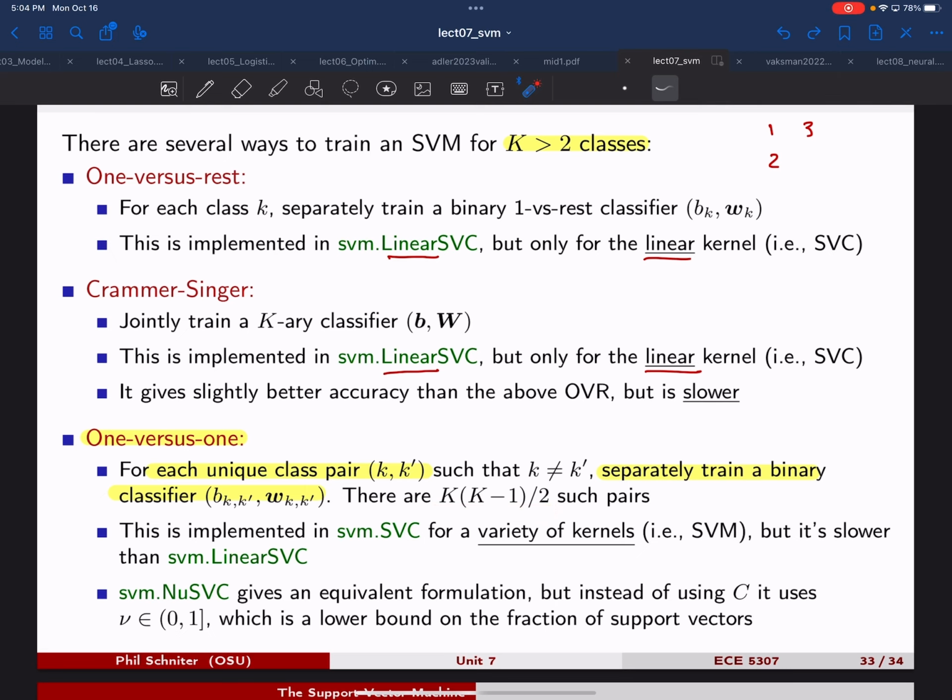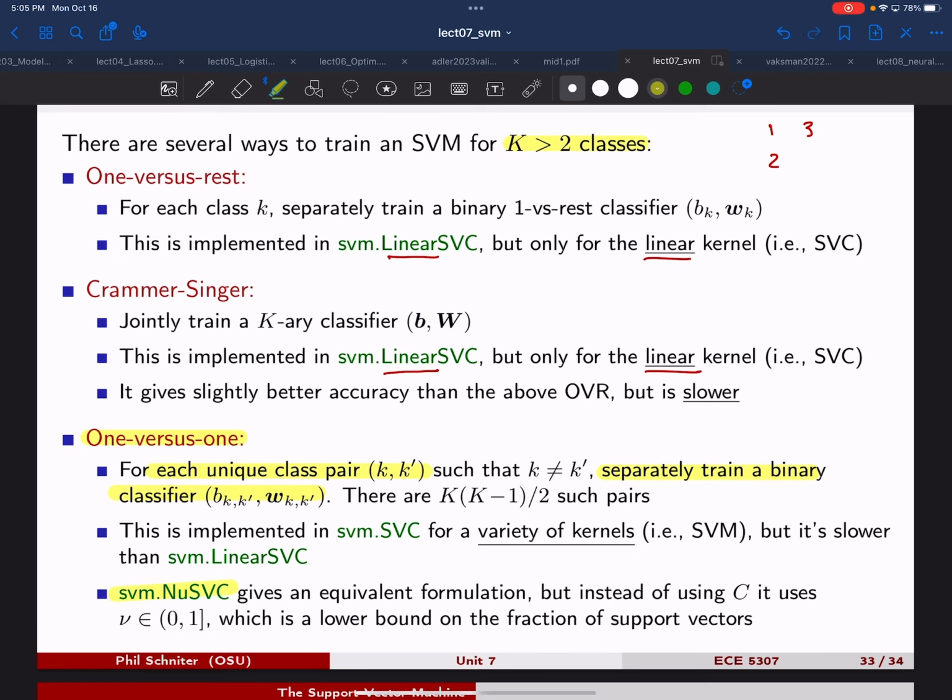That is what's implemented in SVM SVC, and in this case you can use a variety of kernels, so we can essentially do the SVM we just talked about. Generally speaking, it's going to be slower than LinearSVC, but it's the only option if we really want to use one of these fancy kernels like RBF. Well, I should say it's not exactly the only option. There is a variation on it. You could say that the interface is slightly different.